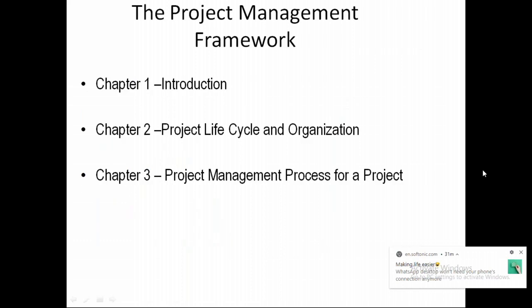Project Management Framework. Chapter 1, Project Management Introduction. Chapter 2, Project Life Cycle and Organization-wide. Chapter 3, Project Management Process for a project.